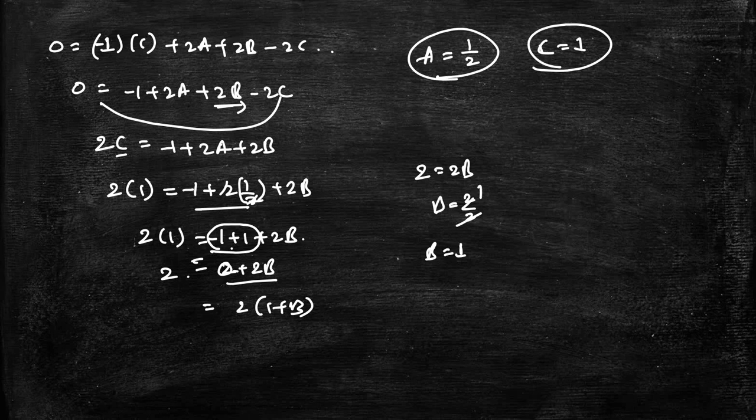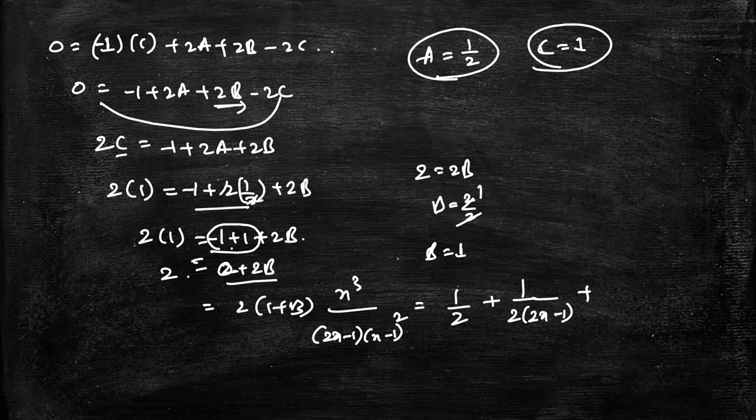So sometimes mistakes happen, but this time I made 2 mistakes in this video, sorry. So the answer is x cube divided by, what is the question, 2x minus 1 into x minus 1 whole square, is equal to 1 by 2, a is 1 by 2, into 2x minus 1, plus b is 1 by x minus 1, plus c is 1 by x minus 1 whole square. So this is the end of the question.